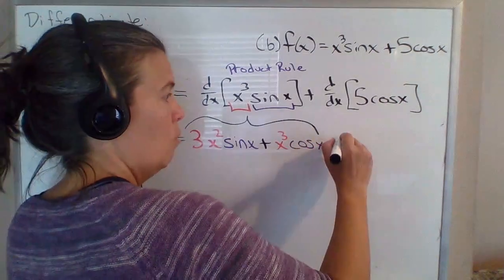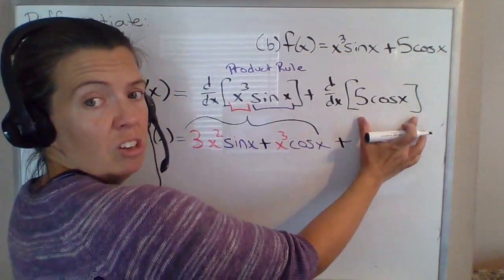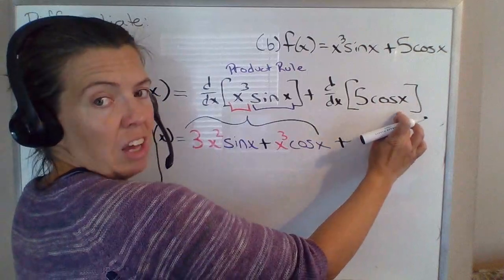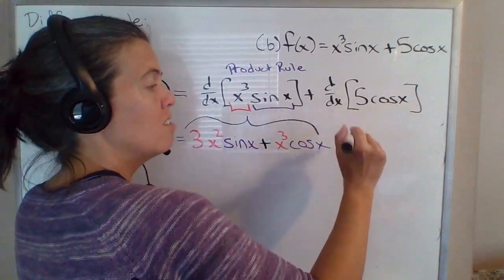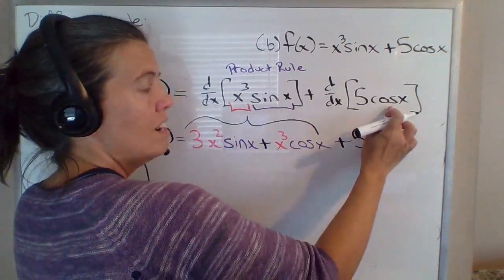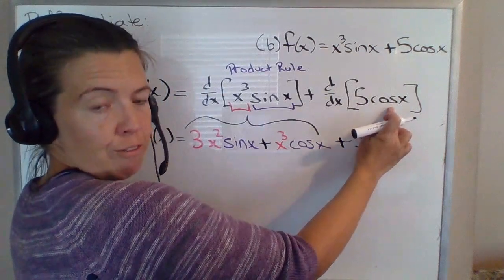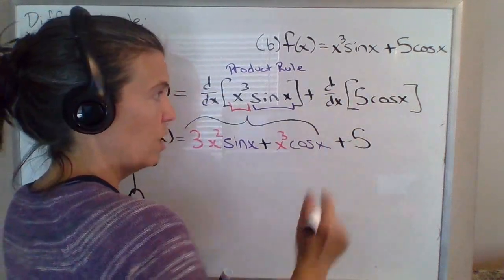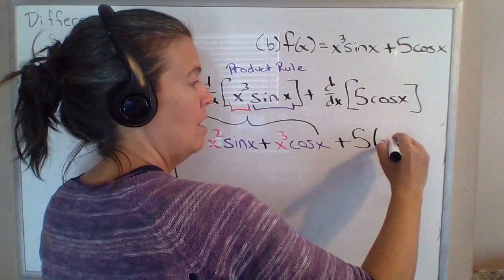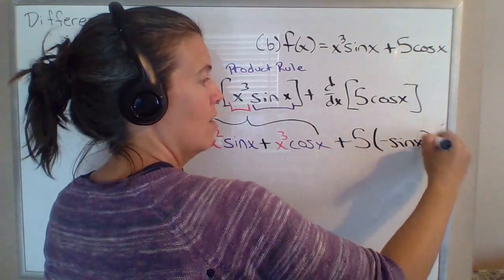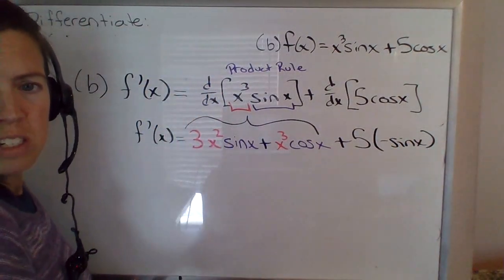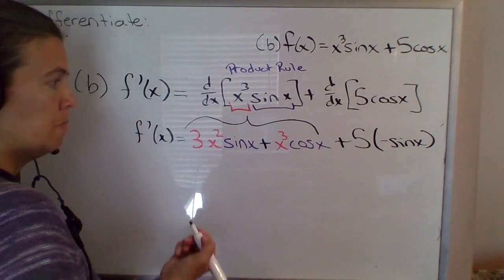So now move over here. So the derivative of just a constant times a function is equal to, we just leave the constant alone, and then we take the derivative of the function. So in this case, cosine x. Derivative of cosine is negative sine x. So this is 5 times negative sine x.